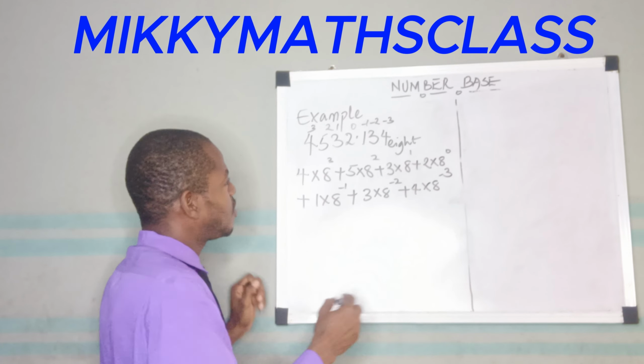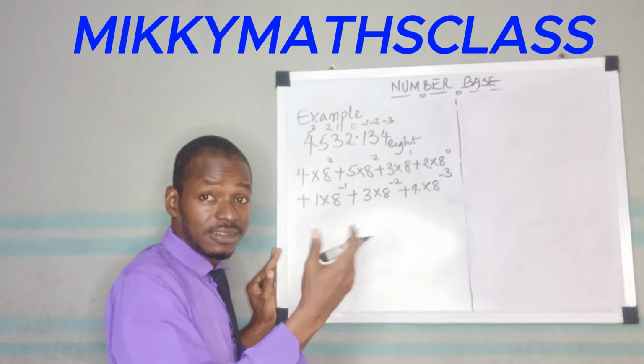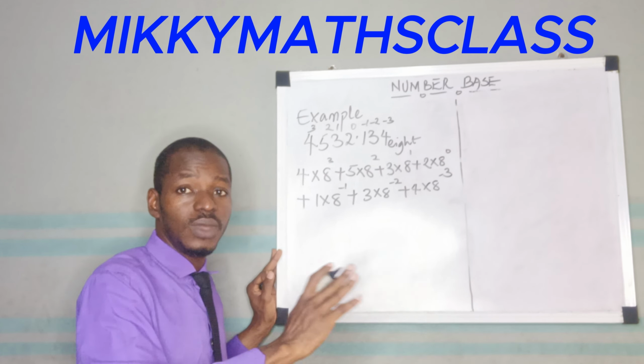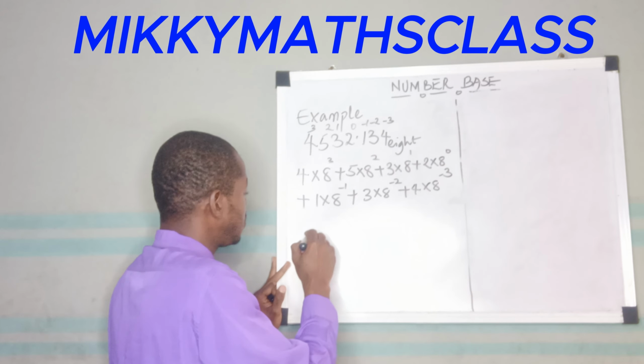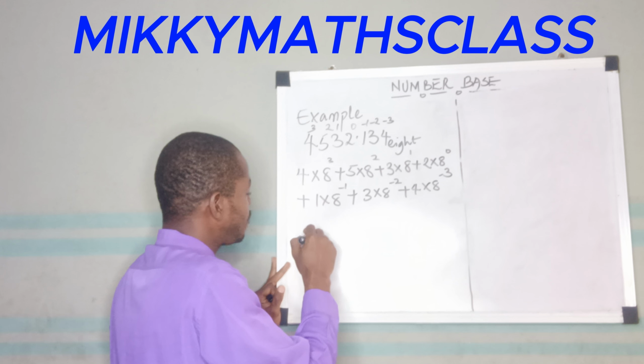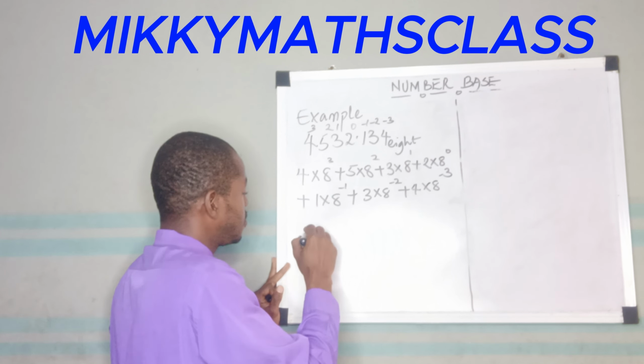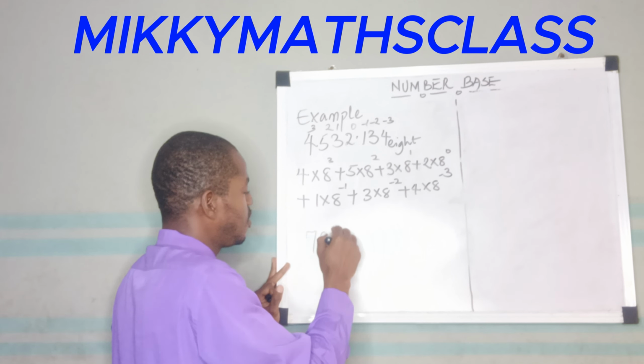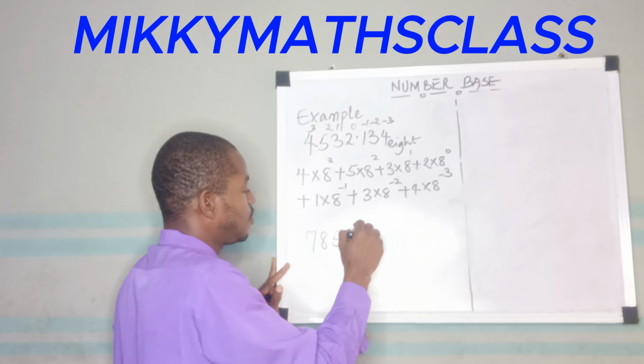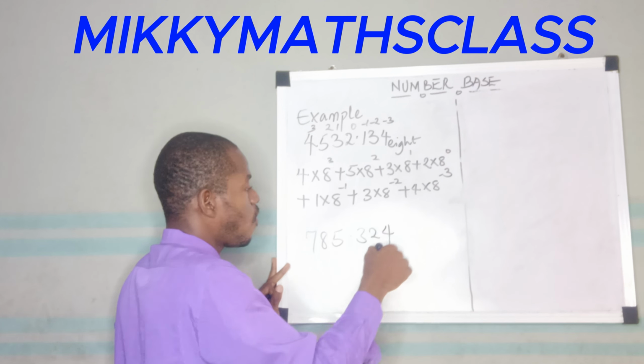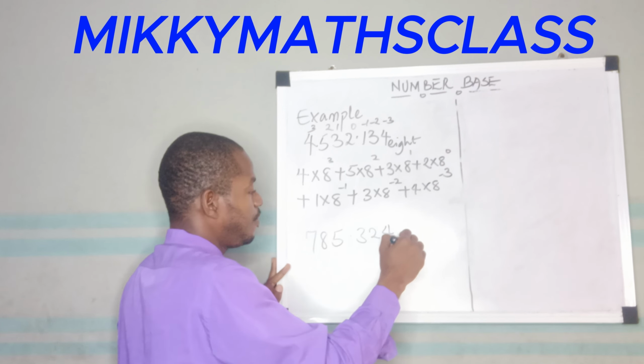Now we can take another example. Let's look at another example in another base. That's the same way we are going to do it. For example, I have something like this. Expand this number: 785.324 in base 9.